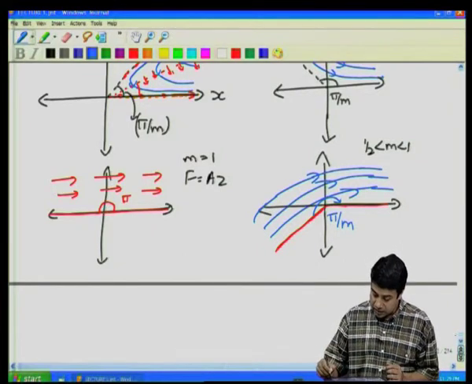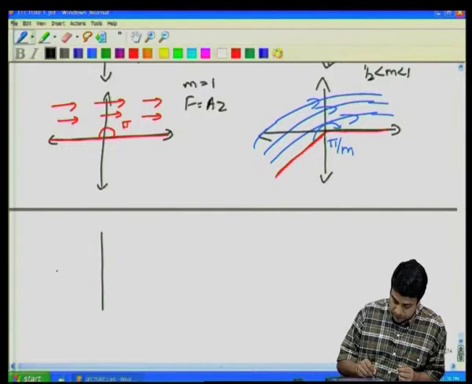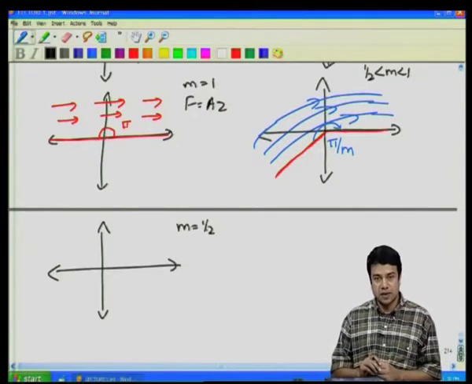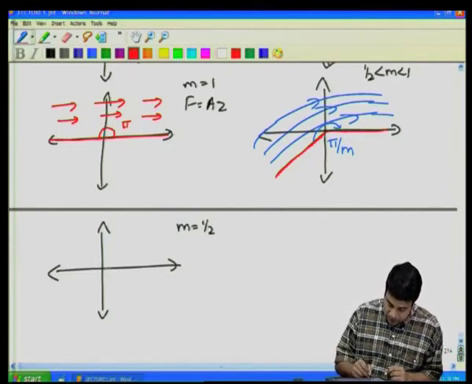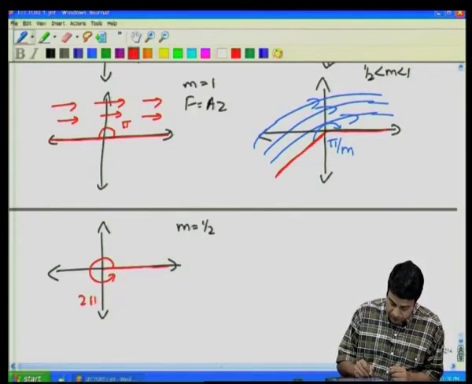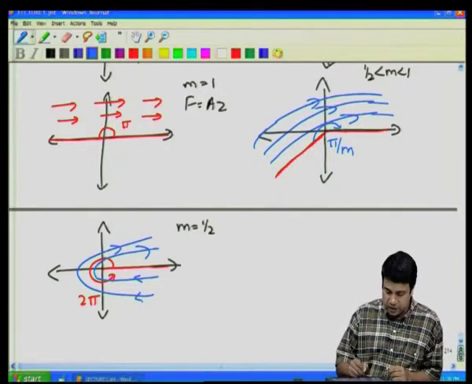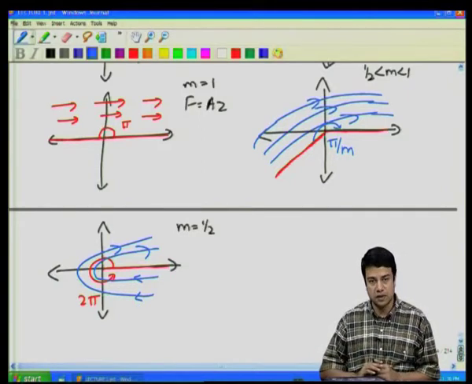And one can have a flow solution for which the angle is actually 2 pi. That happens for m equal to a half, so that the angle pi by m is pi by a half, which is 2 times pi. So, therefore, I have a surface that looks like this. The angle around is 2 pi, and the flow field will look something like this. The flow field comes in on the lower half plane and goes out on the upper half plane.